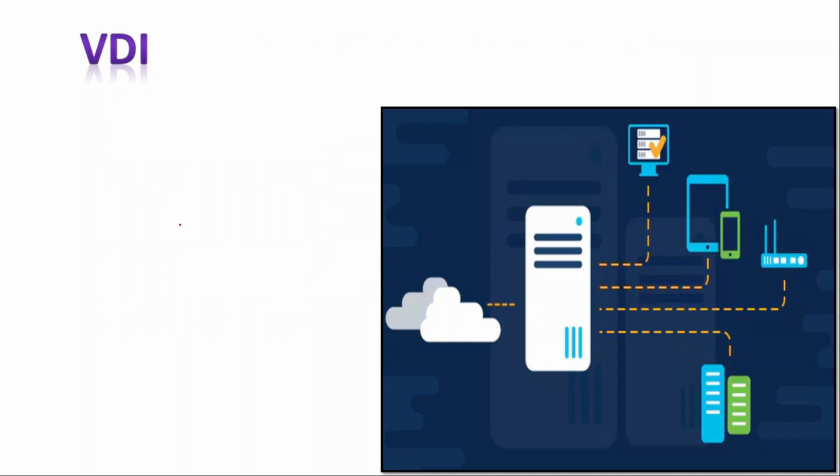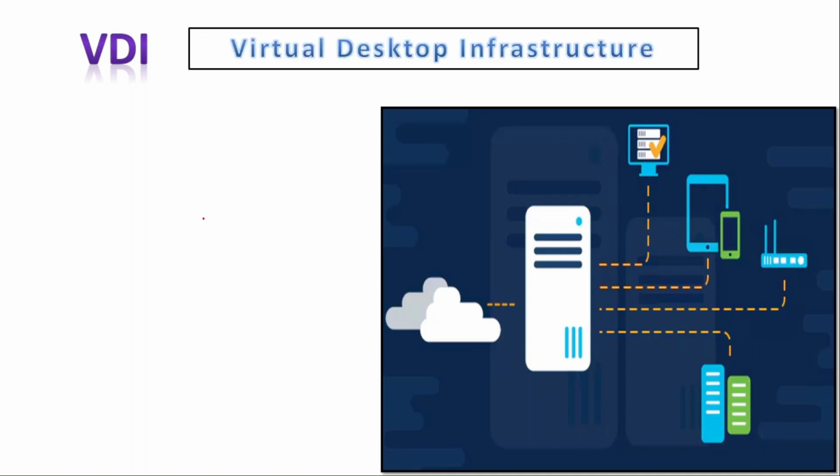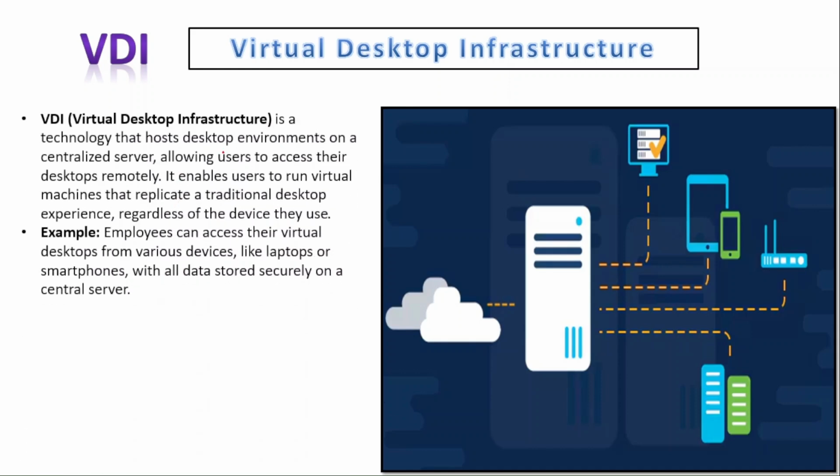VDI, that is Virtual Desktop Infrastructure. So VDI or Virtual Desktop Infrastructure is a technology that hosts desktop environments on a centralized server, allowing users to access their desktops remotely. It enables users to run virtual machines that replicate a traditional desktop experience regardless of the device they use. Example, employees can access their virtual desktop from various devices like laptops or smartphones with all data stored securely on a central server.